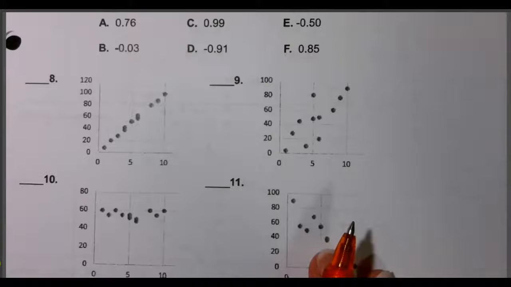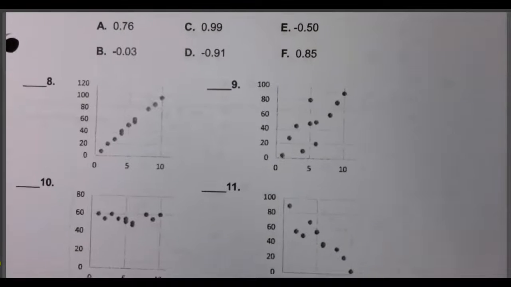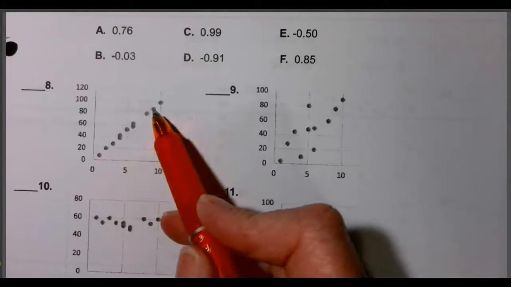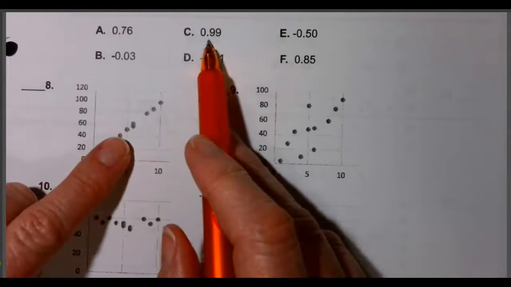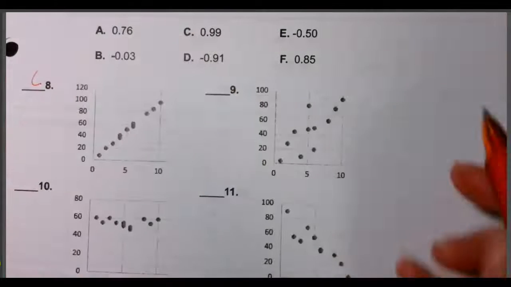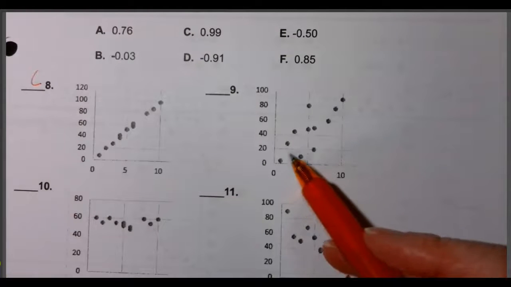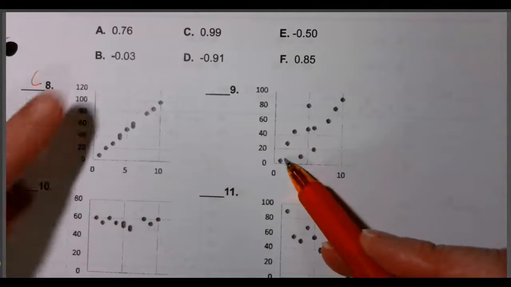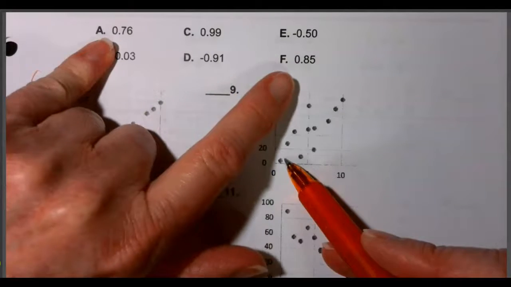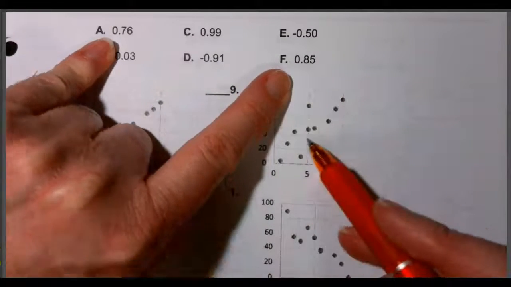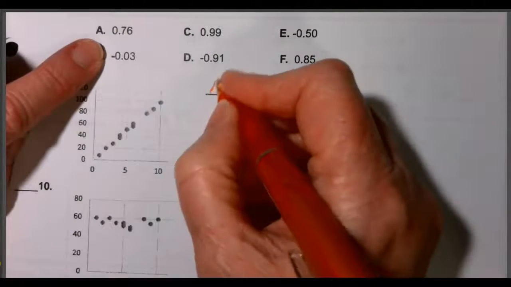So here we go. Let's look at these. Let's match up which ones go with what. See how this is a strong positive? What is my largest number in a strong positive? That's C. Here, this one's kind of random, but it is positive. So it's got to either be this one or this one, but it's fairly weak. I would probably pick A, personally.